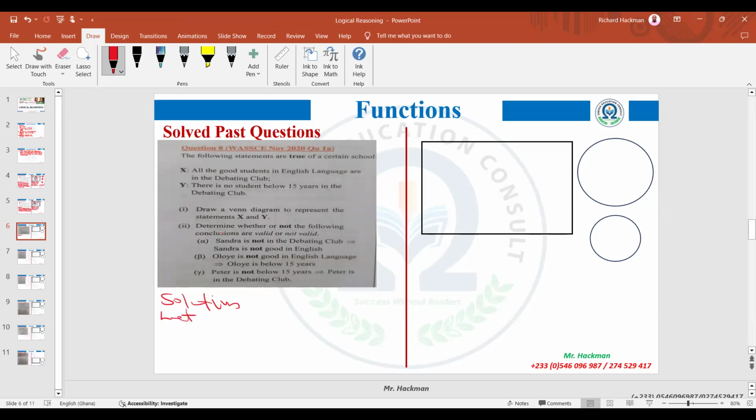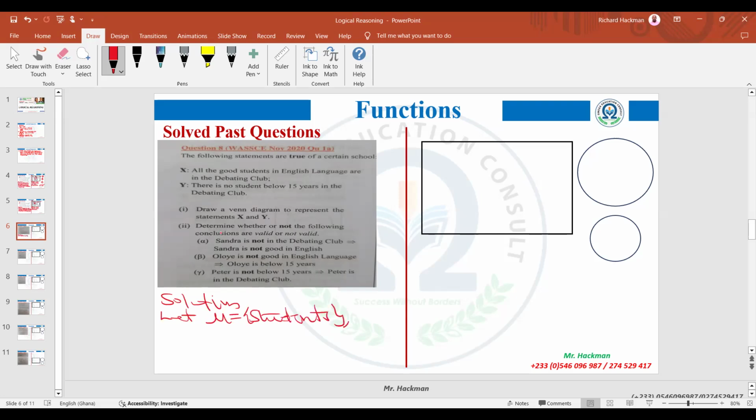So we define our sets. We are dealing with students because we are talking about a certain school. So our universal set will be a set of students. Do you agree here? Yes. So our universal set will be a set of students.